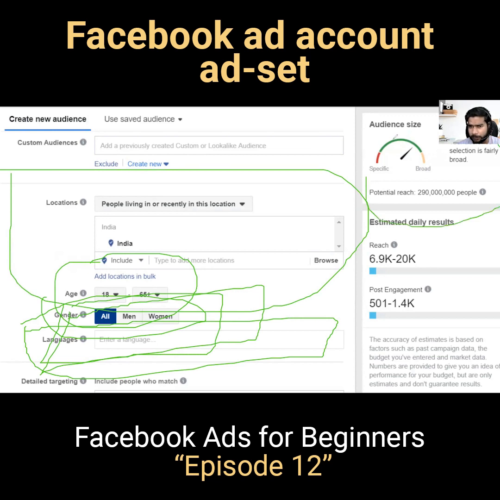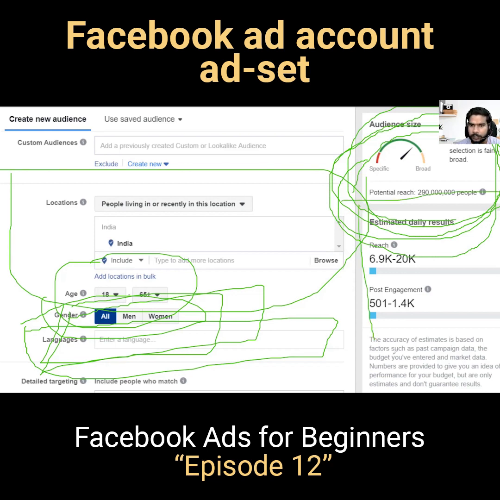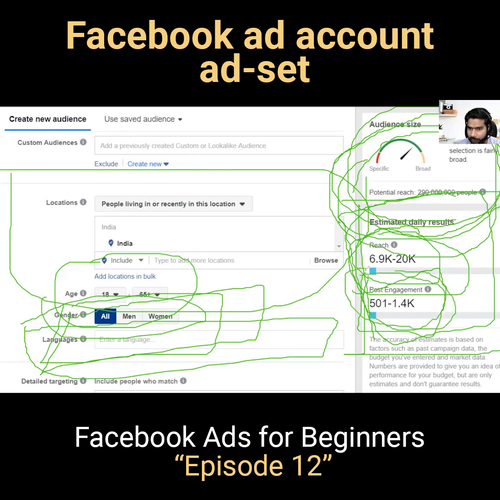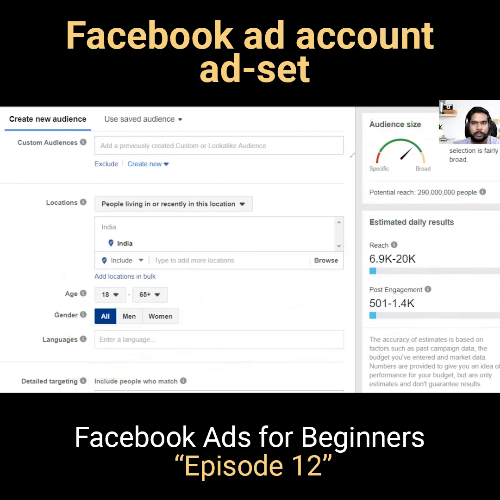And here Facebook will show you the estimated reach, how many people are lying in this age, this criteria. It's saying 290 million people are there in this criteria, and depending upon how much budget you have spent, they will show that you will reach around 7,000 to 20,000 people daily. And this is an example taken from a post engagement ad. So it's saying that you will receive around 501 likes per day on your post, likes, comments, shares, right? And this is just estimated data. You don't have to rely on it. I don't take this into consideration also.